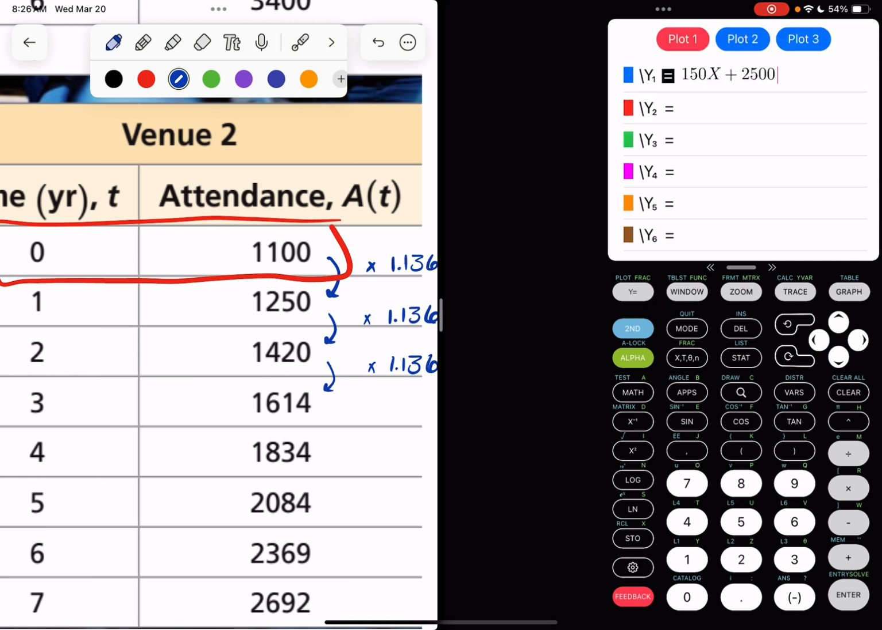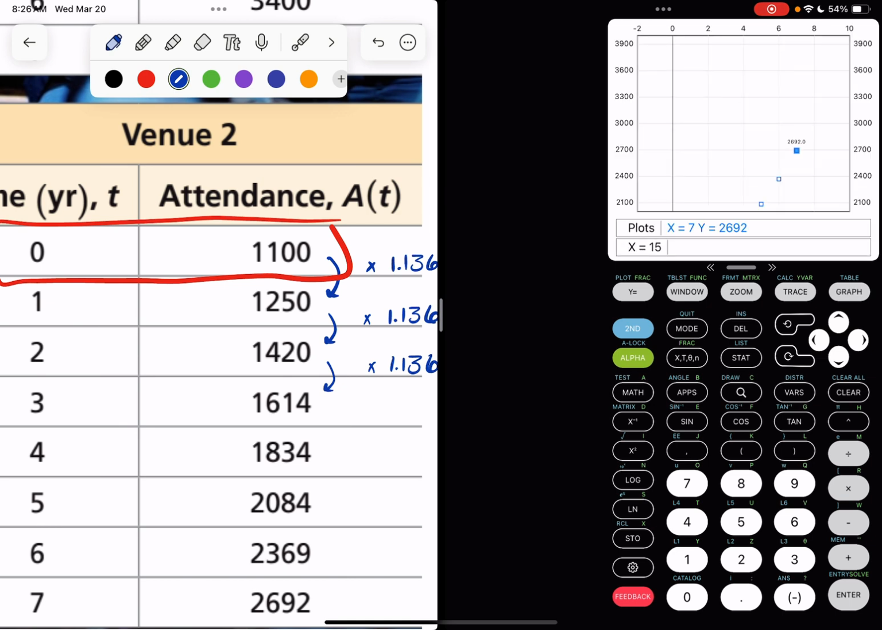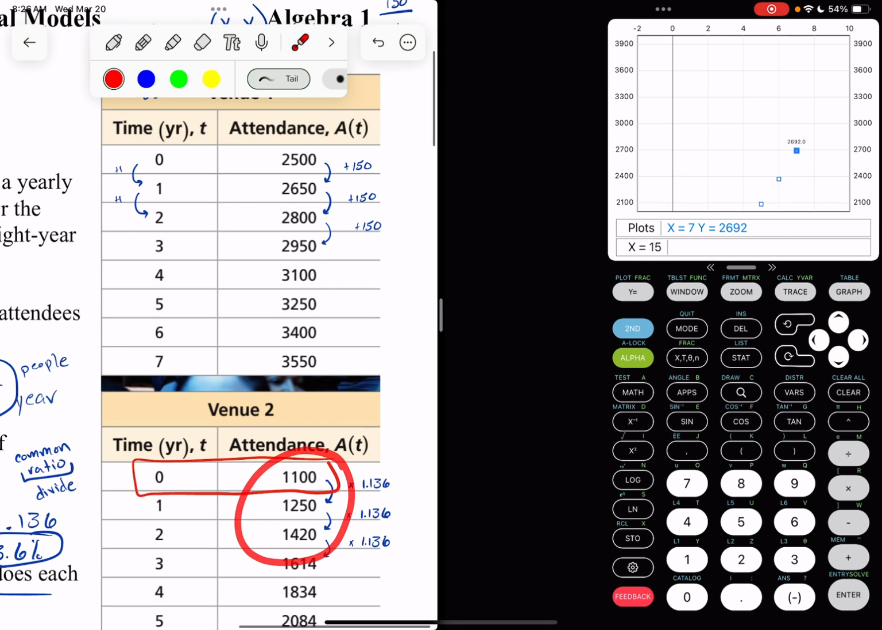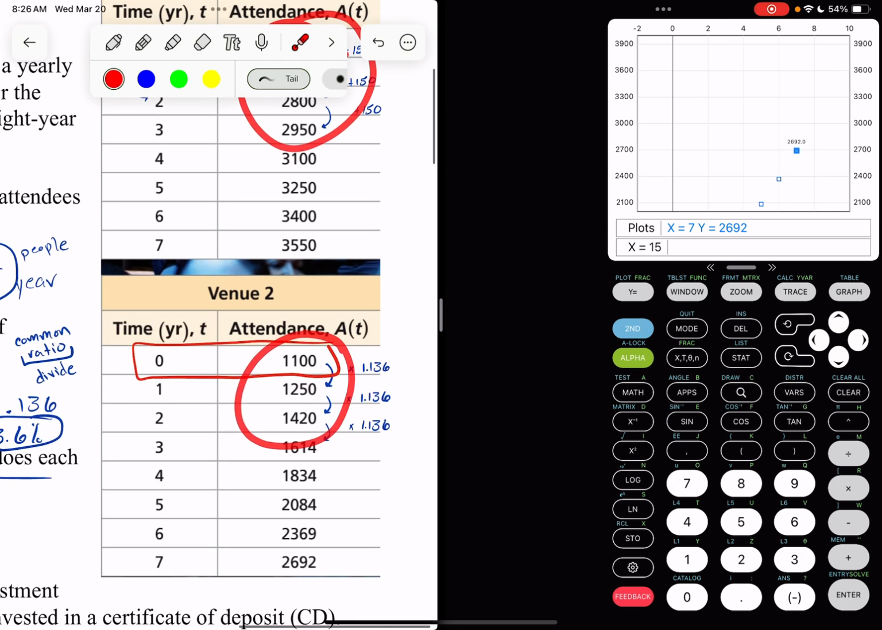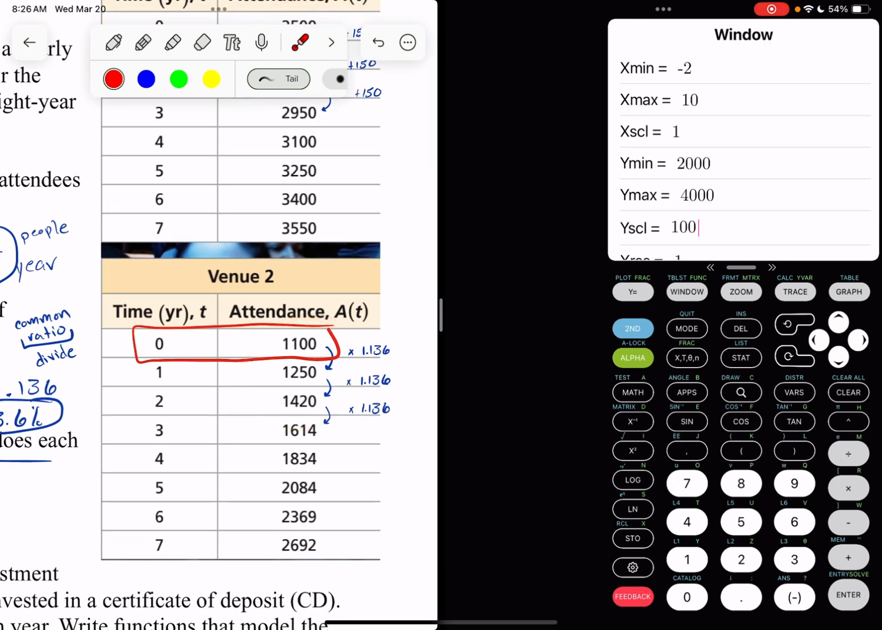Okay, so now let's clear out my y equals. My plots are on, which is awesome. We want them on. But I'm not seeing far enough down because this one actually starts over here. This one goes as low as 1100. This one here started at 2500. So we're going to have to adjust my window. My y only sees down to 2000. We need to see down to 1000. So let's go ahead and do 1000, and let's look.